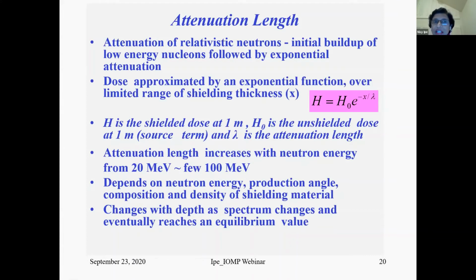Now, the attenuation of relativistic neutrons is characterized by an initial buildup of low energy nucleons followed by an exponential attenuation. And the dose can be approximated by an exponential function over a limited range of shielding thickness, where H is the shielded dose at 1 meter, H0, referred to as the source term, is the unshielded dose at 1 meter, and lambda is the attenuation length. The attenuation length increases with neutron energy from 20 MeV to a few hundred MeV, and it depends on the neutron energy, the production angle, and the composition and density of the shielding material. It also changes with depth as the spectrum changes and eventually reaches an equilibrium value.